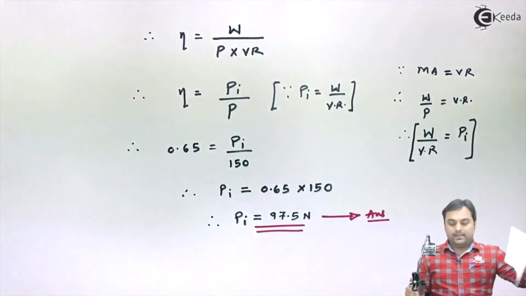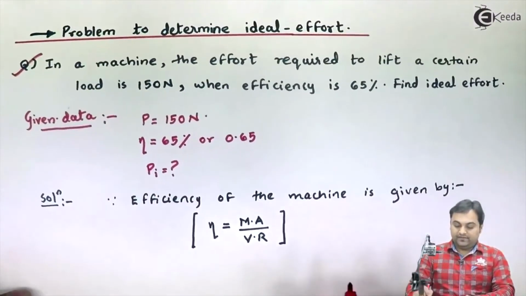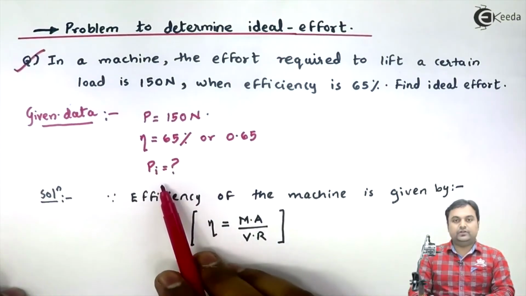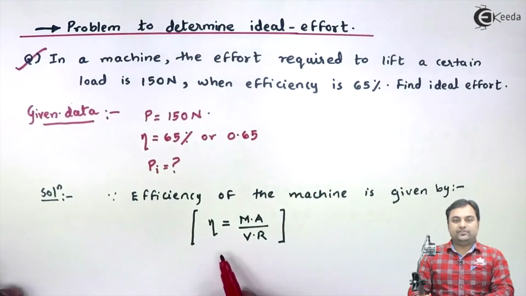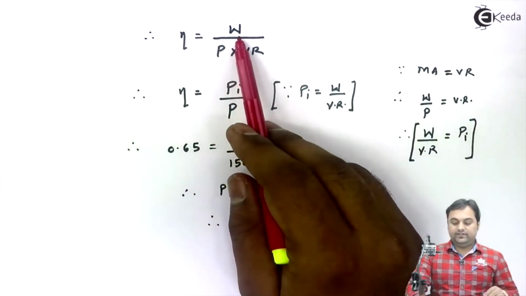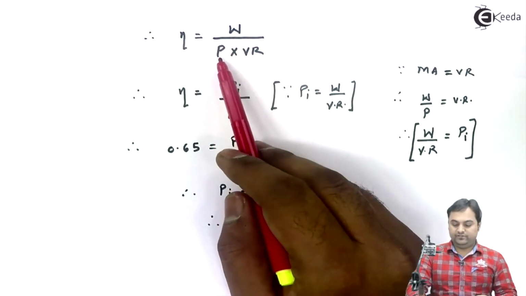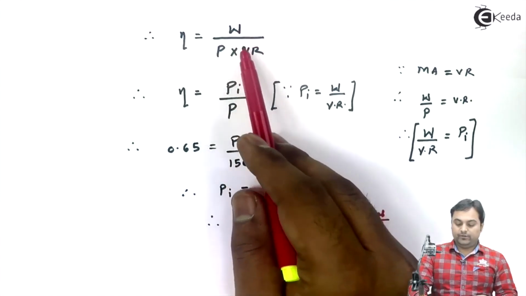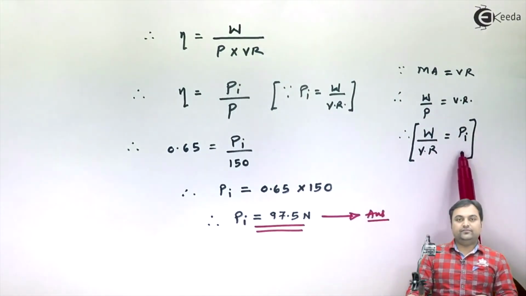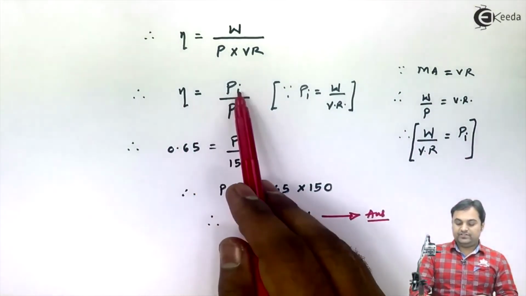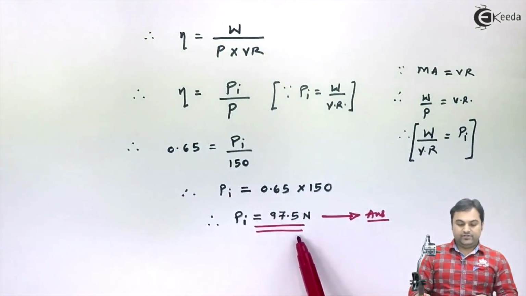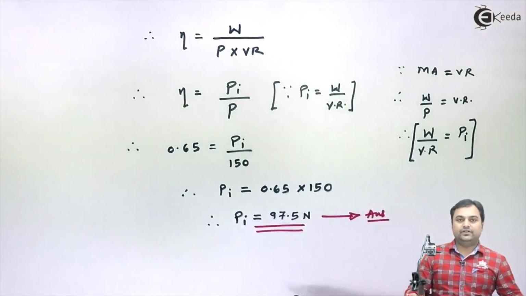This is my answer. And if we see in this problem, they had given the effort, which was the actual effort, efficiency, and the question was to calculate ideal effort. We had used the concept of efficiency, that is efficiency is mechanical advantage upon velocity ratio. From that we have replaced mechanical advantage with load upon effort. Now this value of load upon velocity ratio is nothing but ideal effort. I have explained how this ideal effort formula comes from. So efficiency is ideal effort upon actual effort. I have put all the values and from that I am getting ideal effort. So in this video we have seen how to calculate ideal effort.